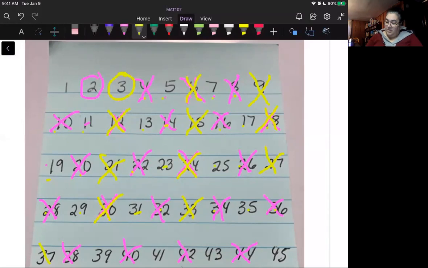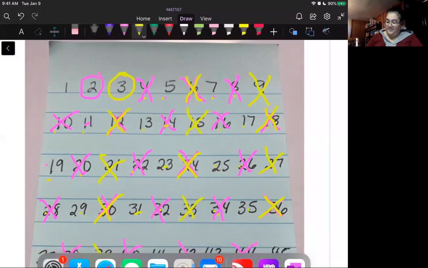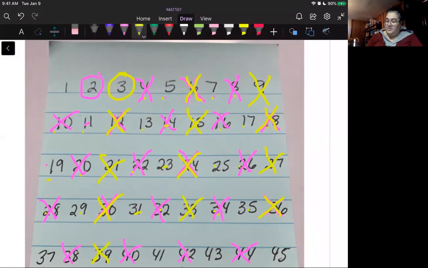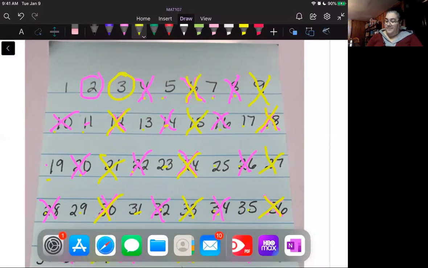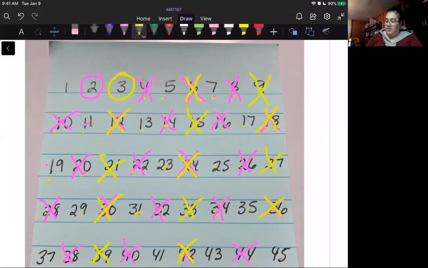Oh, sorry. I think I skipped one again. There we go. Okay, so we left off at 33. 1, 2, 3, cross. 1, 2, 3, cross. Continue counting by threes. Okay?